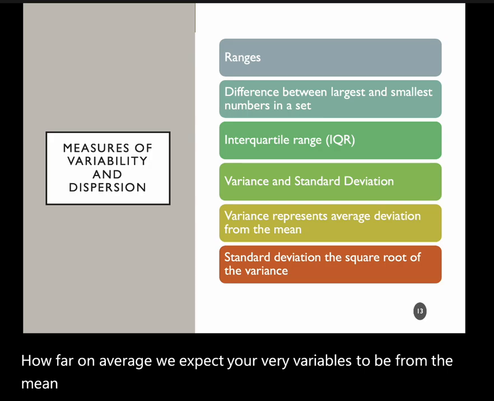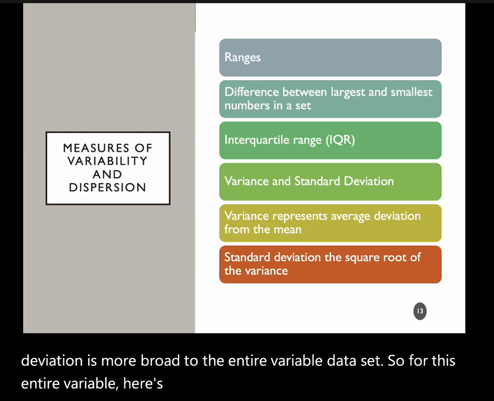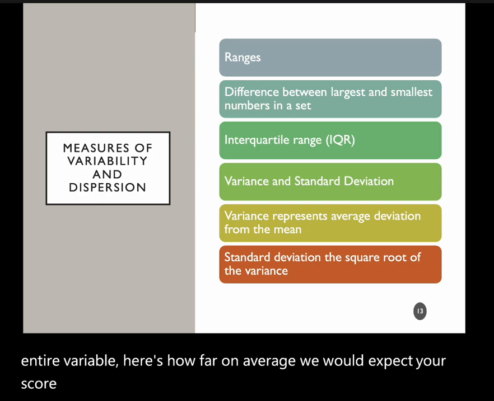So variance is very specific to a variable, and standard deviation is more broad to the entire variable data set. So for this entire variable, here's how far on average we would expect your scores to deviate from the mean, to be away from the mean.